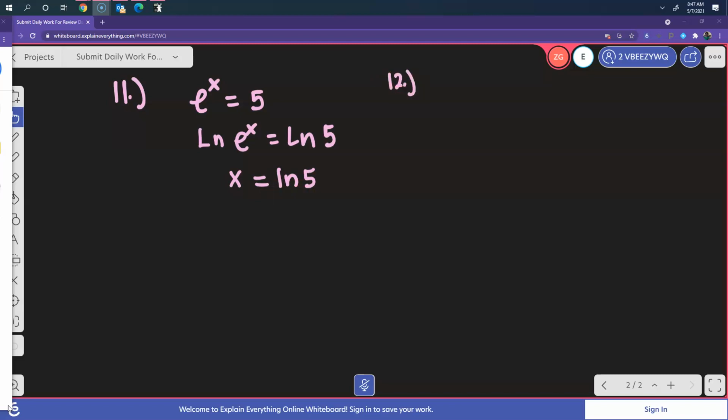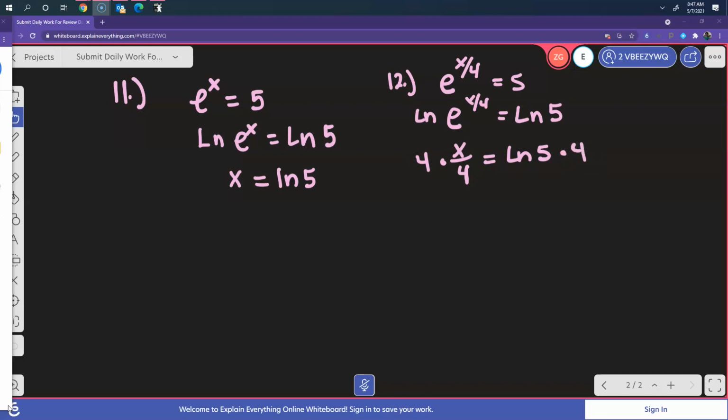I'm going to go ahead and do number 12 here. We have e raised to the x over 4 equals 5. So once again, you're going to write down the natural log of e raised to the x over 4 power. So you're going to get the natural log of 5. And this is the inverse property, so you're left with x over 4 is equal to the natural log of 5. You're going to multiply 4 to both sides. So you have x equals 4 times the natural log of 5. And these cancel here.